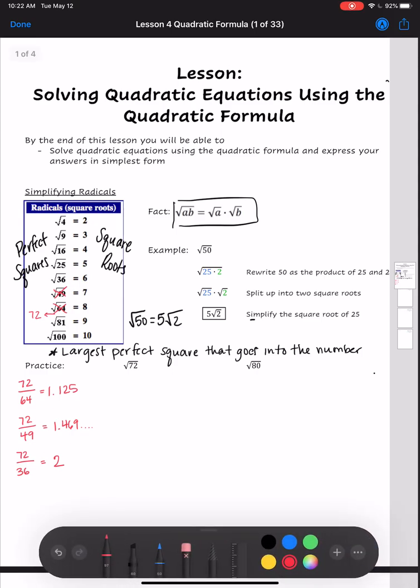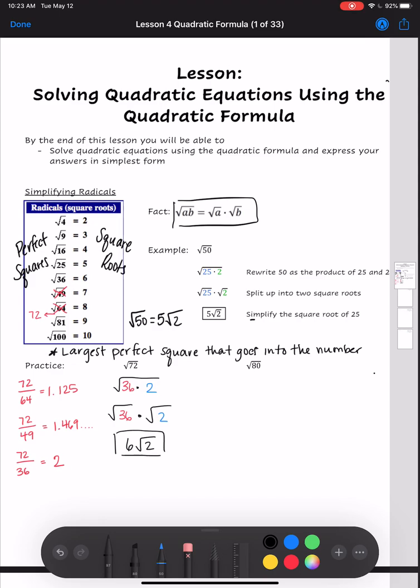So we're going to take our radical, and we're going to split that up, and we're going to say that this is equal to 36 times 2. Then we're going to split that up into two separate radicals, 36 and 2. And then finally we simplify the square root of 36, and that's equal to 6, and bring down the radical 2, and that's your answer. All right. So you would want to do the same thing for 80. If you divide, so let me get rid of all of this.